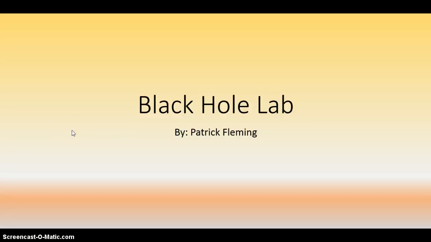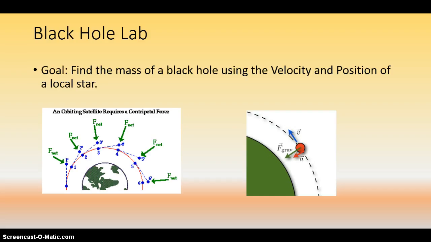Hello, this is Patrick Fleming, and I'm here to present the black hole lab that we have been working on in lab at Physics 1. The goal of this lab is to find the mass of a black hole using the velocity and position of a local star. This star is experiencing gravitational force from the black hole.